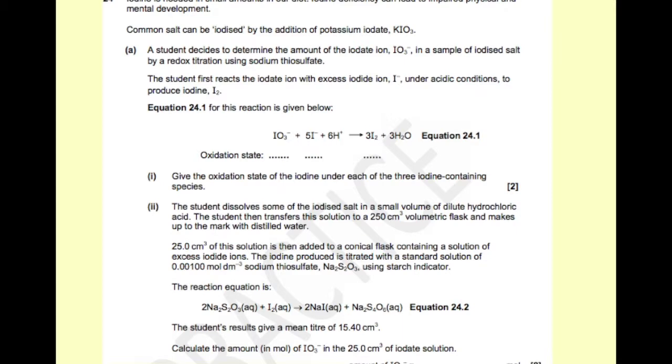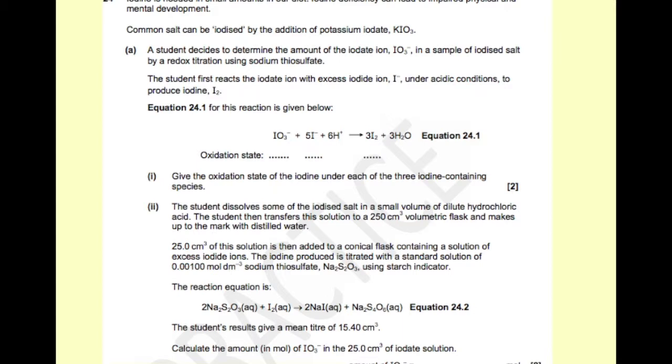The student dissolves some of the iodized salt in a small volume of dilute hydrochloric acid. The student then transfers the solution to a 250 centimetre cubed volumetric flask and makes up to the mark with distilled water. 25 centimetres cubed of this solution is then added to a conical flask containing a solution of excess iodide ions. The iodine produced is titrated with the standard solution of 0.001 moles per dm cubed sodium thiosulfate using starch. Thought it would. The reaction equation is given there.